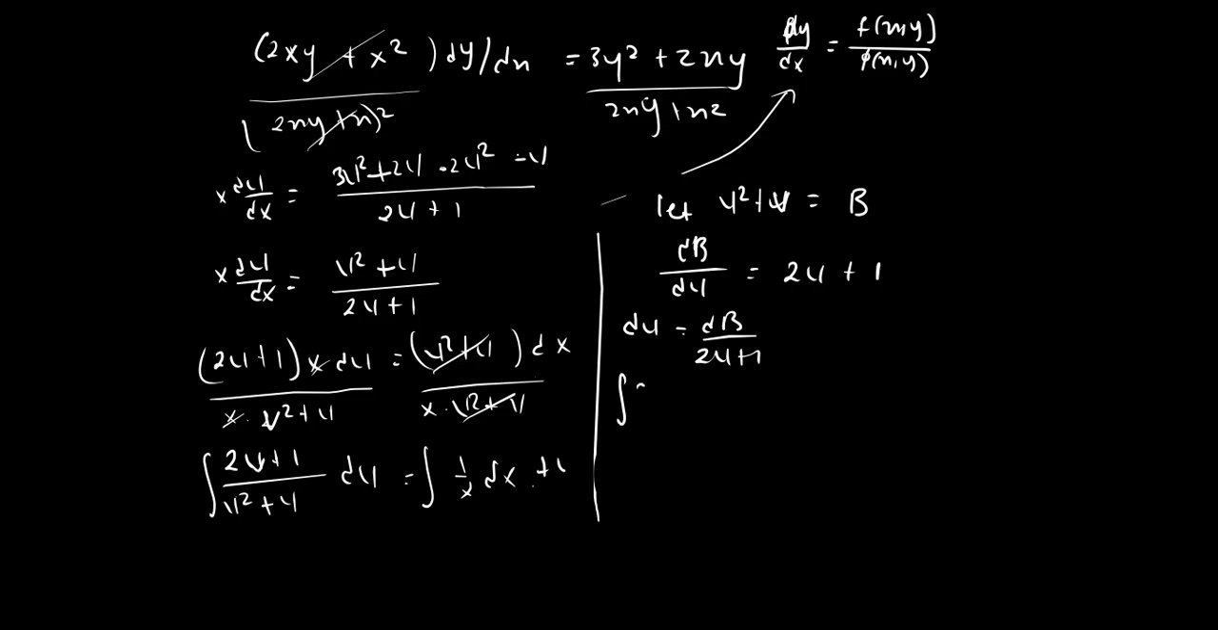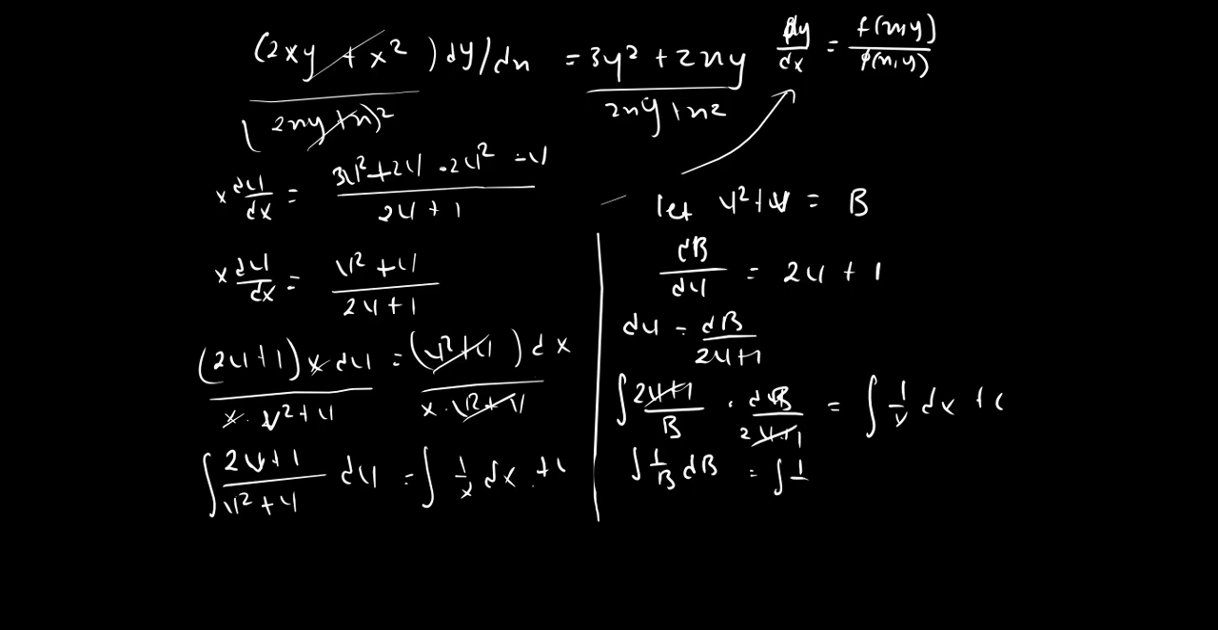So we are going to have 1 over b, because v squared plus v is now b, times db over 2v plus 1. We already substituted dv to be db over 2v plus 1, so we cancel out 2v plus 1. This is equal to 1 over x dx plus c. So now we have the integral of 1 over b db is equal to the integral of 1 over x dx plus c.